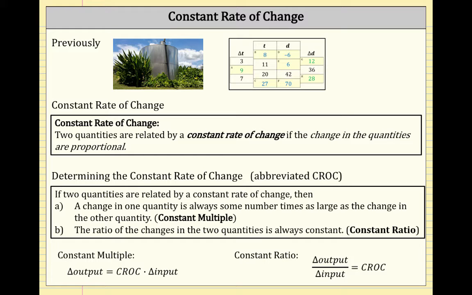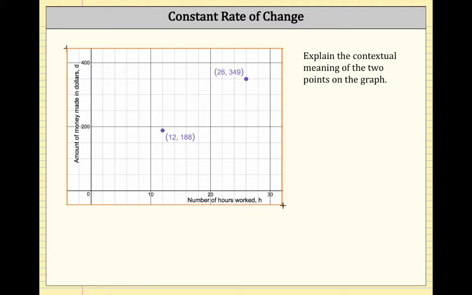So let's work through an example. Here we have a graph, and if we look at the independent quantity, it's the number of hours of work, and we use a variable h to define it, so that'll be the input. And we're looking at the amount of money made in dollars, and we'll use a variable d to define that, and we'll call that the output quantity. So what the question is asking here is to explain the contextual meaning of the 2 points on the graph. On this graph we have (12, 188), and we also have (26, 349).